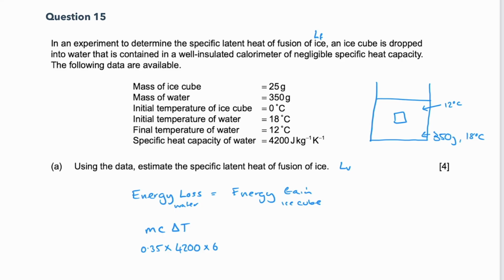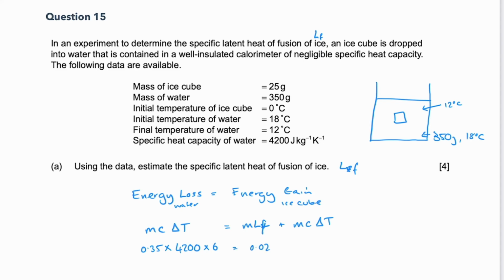Let's look at the energy gained by the ice cube now. Well, the energy gained by the ice cube has to take into account the fact that it has to melt first. So we look at the specific latent heat there. I put V there, sorry, it should be F. And then, once it's melted, it has to raise in temperature from 0 up to 12. So these two equations here represent the equation of energy gain of the ice cube.